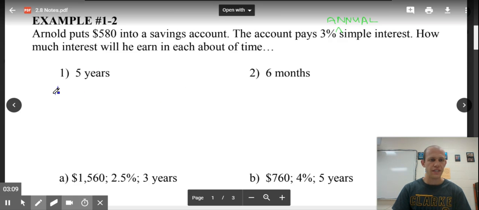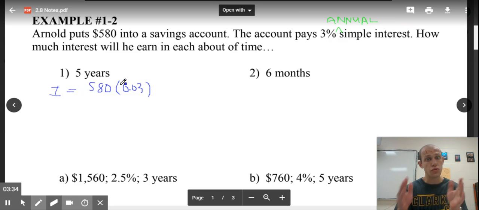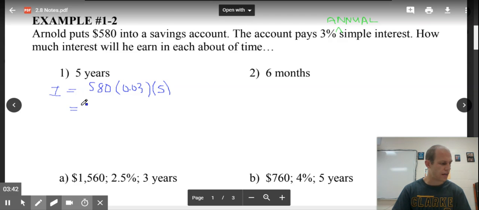So to calculate simple interest, we have to take our principal, which is 580. We multiply it by the simple interest rate as a number, so that would be a decimal, and then we multiply by the quantity of time, so 5 years. This was an annual interest rate, and this is a number of years. Annual means years, so those two labels match, so I will just write down the number 5 for 5 years. And then I would just calculate this out, and I get a total of 87.